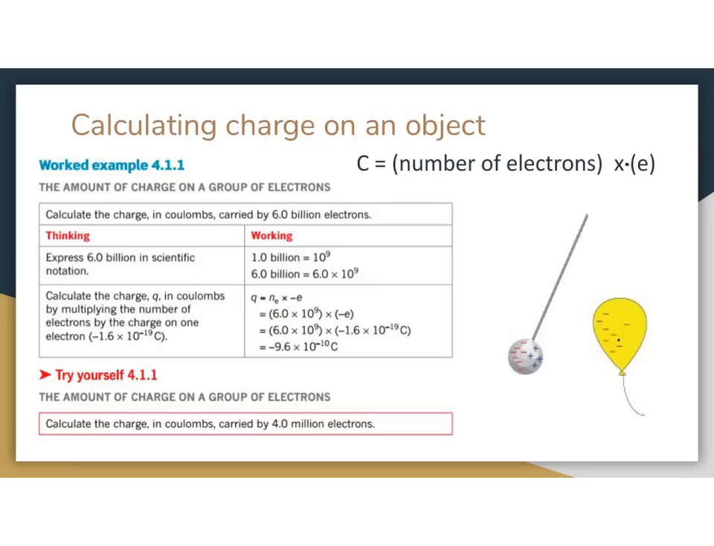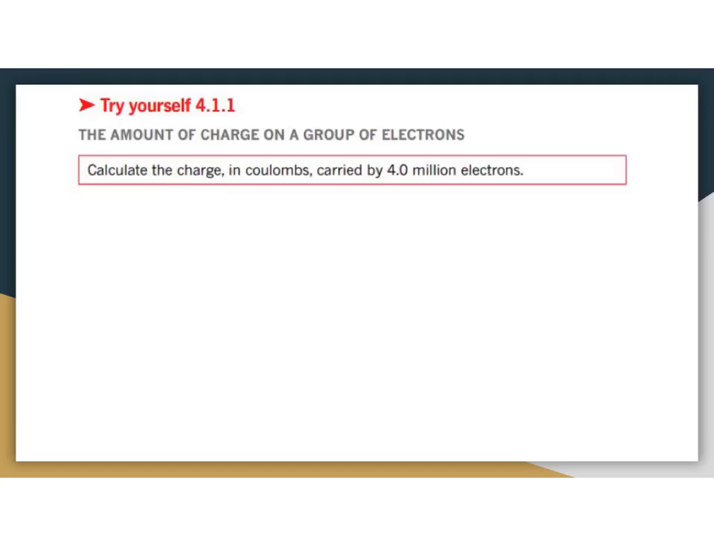So let's have a look now at doing one yourself. Calculate the charge in coulombs carried by 4 million electrons. Pause the video, work it out, and come back to see if you've got it correct.